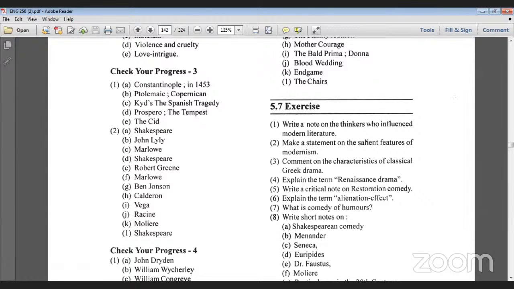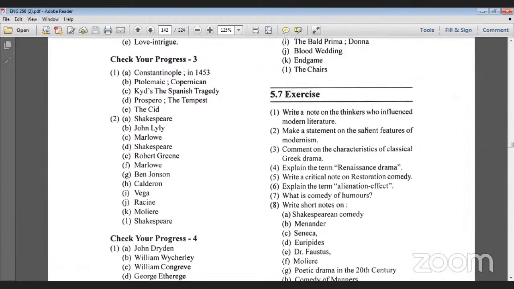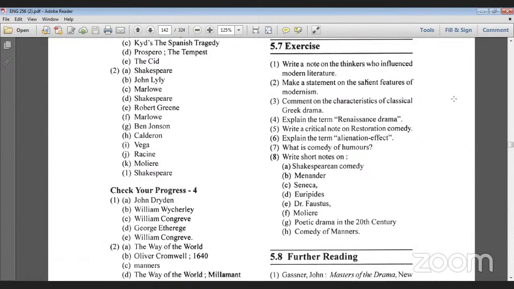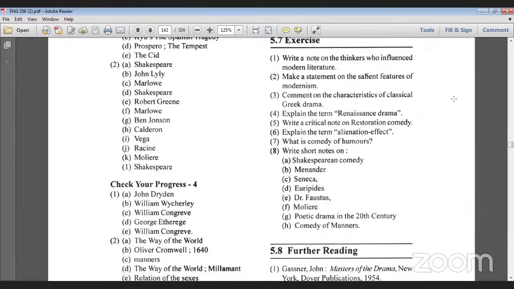Then write a critical note on some of the historian comedy. Then explain the term alliteration effect. What is a comedy of humor? We have read comedy of humor last time, before this lecture. Then write a short note on Shakespearean comedy. Menander, Seneca, Euripides, Doctor Faustus, Moliere, poetic drama in the 20th century, comedy of manners.